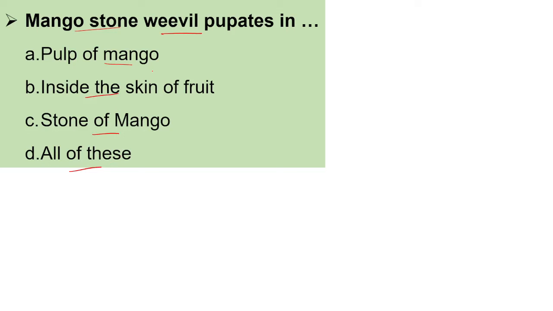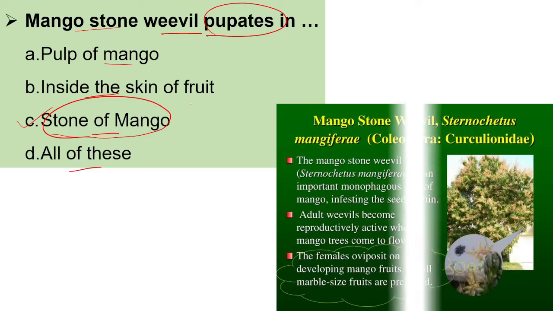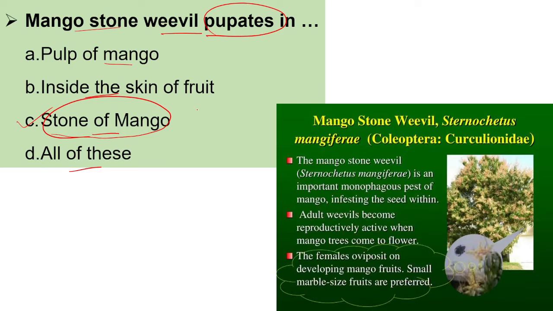Okay, in this question, they ask about the site of pupation of the mango stone weevil. And the site of pupation of the mango stone weevil is option C, stone of mango. The mango stone weevil pupates in the stone of mango. It is an important pest, and another question may be asked on it. Then move on to the mango stone weevil.